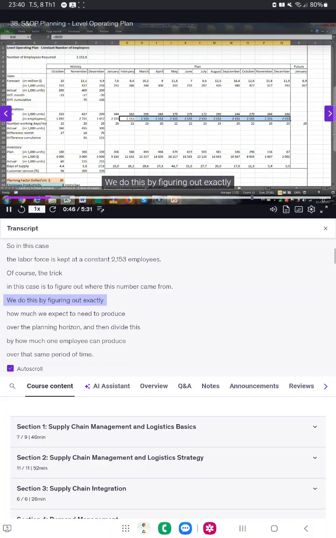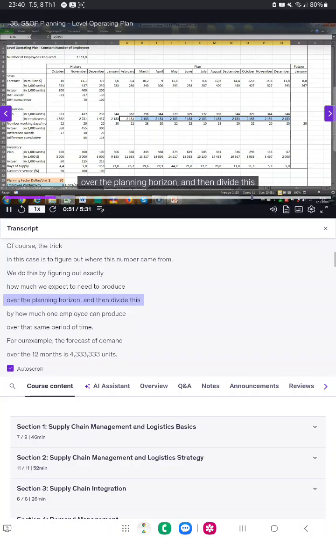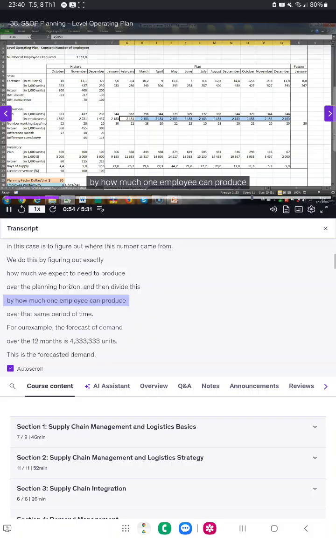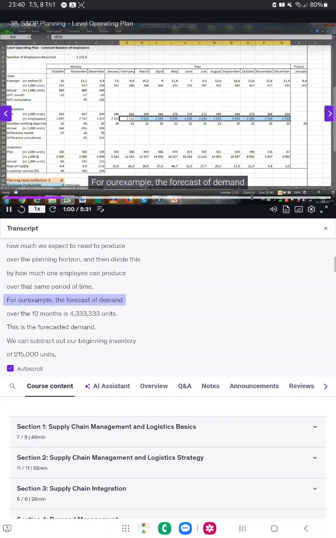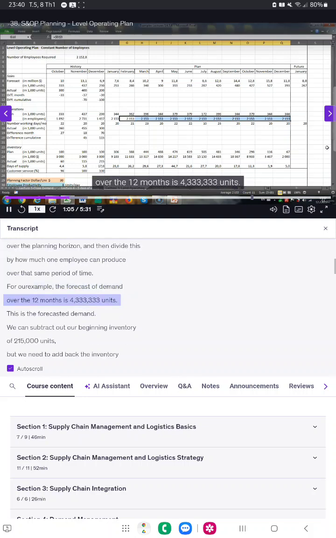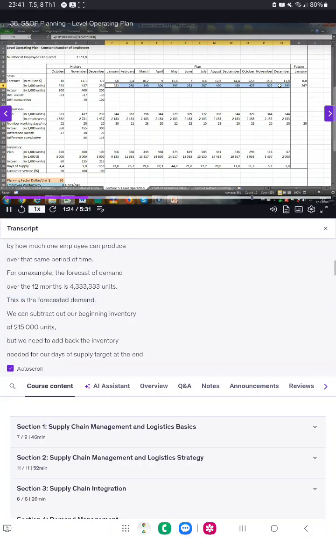We do this by figuring out exactly how much we expect to need to produce over the planning horizon, and then divide this by how much one employee can produce over that same period of time. For our example, the forecasted demand over the 12 months is 4,333,333 units. This is the forecasted demand.